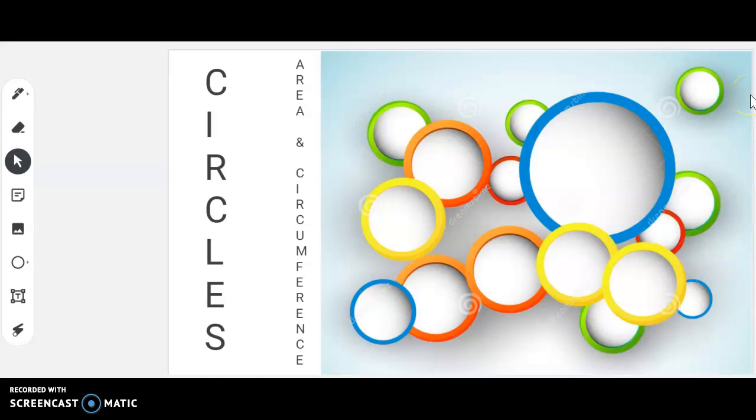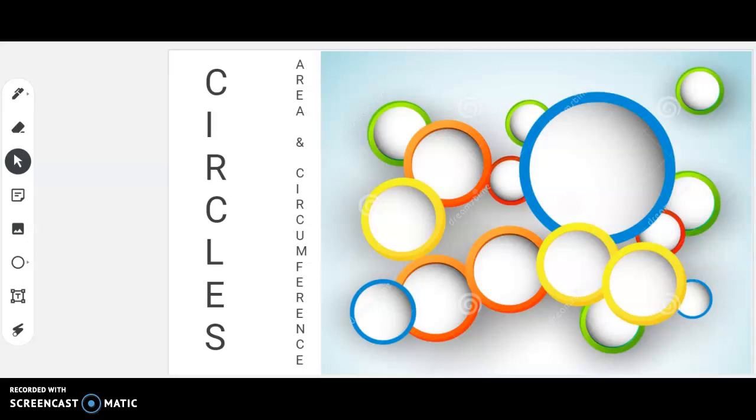All right, so we are here to go over circles. We're going to be looking at the area and circumference of a circle. If you don't remember what circumference was, it's basically the perimeter of the circle. Circum means to go around, and the ference is around the circle. So circumference is the distance around the circle.